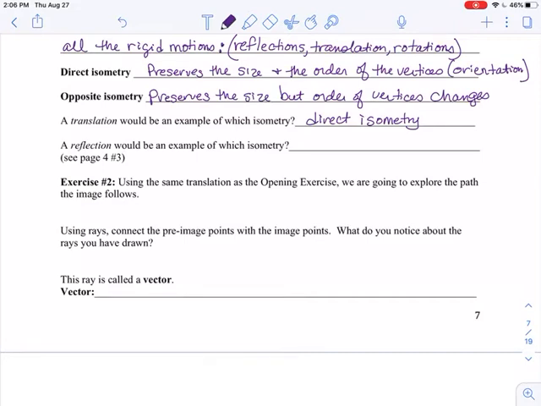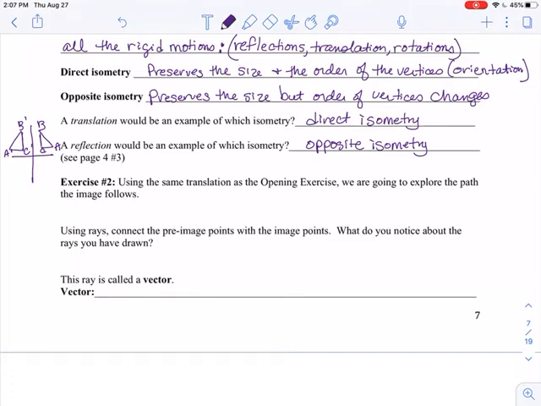A reflection, so if you want to flip back to page 4, number 3, that was an opposite isometry. I'll just draw it right here for you. Say I have a triangle, and here's my original triangle, ABC, and if I was to flip it over this y-axis, the order of the vertices changes. In the original, if I was going clockwise, it's ACB, and on the new one, the clockwise is A prime, B prime, C prime. So the order of the vertices, the orientation, changes.